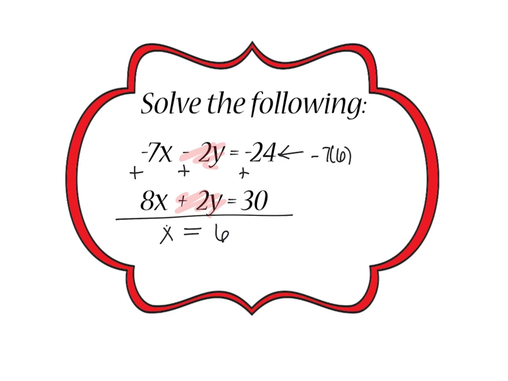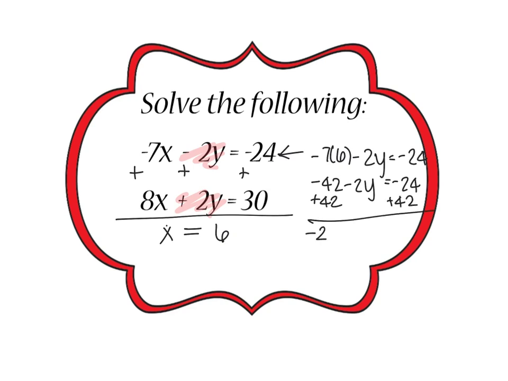You plug back in. -7 times 6 is -42. Minus 2y equals -24. You add 42 to both sides. -2y equals 18. I divide both sides by -2. Y equals -9.